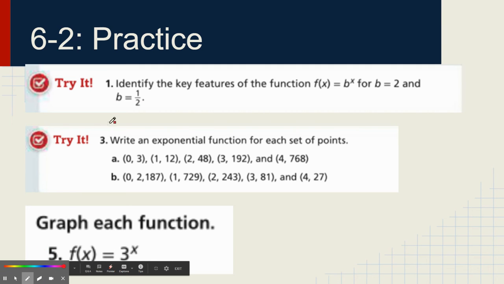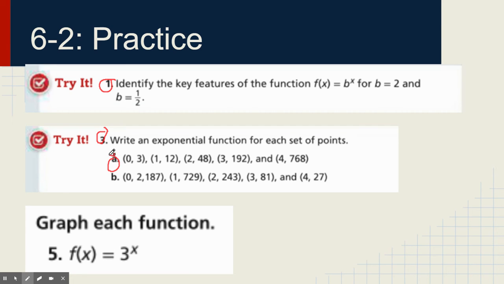Okay, you're going to practice number 1, number 3a, and then number 5. So we're going to be identifying the key features of the function f(x) = b^x when b is 2 and b is 1/2. So look at the differences between when that b value is larger than 1 and that b value is less than 1.